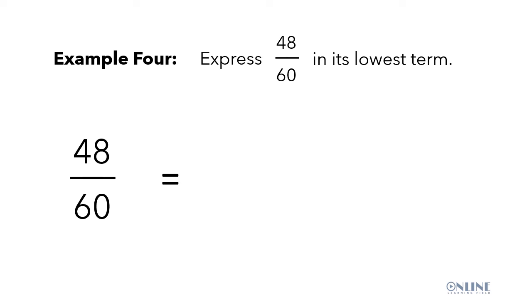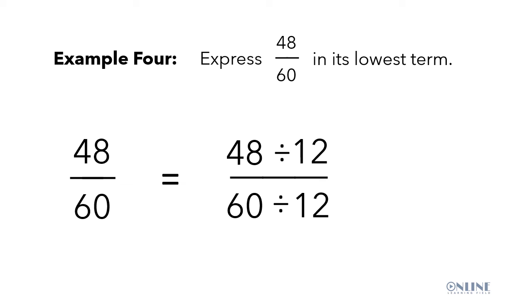So we go ahead and divide the numerator 48 by 12 and also divide the denominator 60 by 12. This will give us 4 as the new numerator and 5 as the new denominator. That is, the lowest term that 48/60 can be reduced to is 4/5.